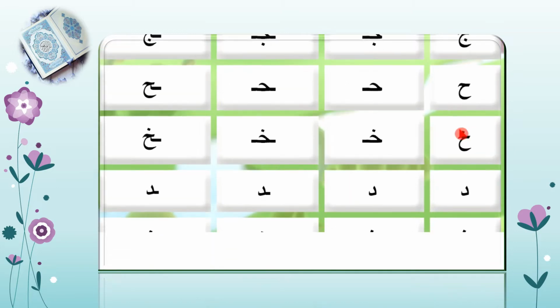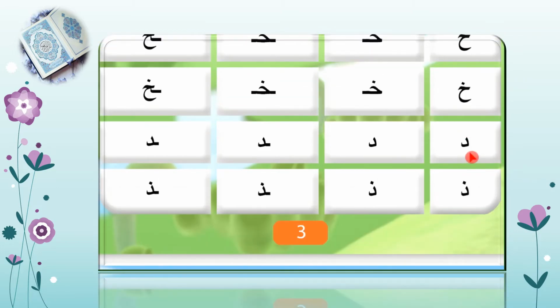Then we have another group, Dal, Dhal. Dal, Dhal are from the letters like Alif. They don't like to connect with the next letters, but no problem to connect with the previous letters. So in the beginning, we have these two letters standing alone. In the middle, we have small line before it to connect with the previous letter, and same thing at the end.